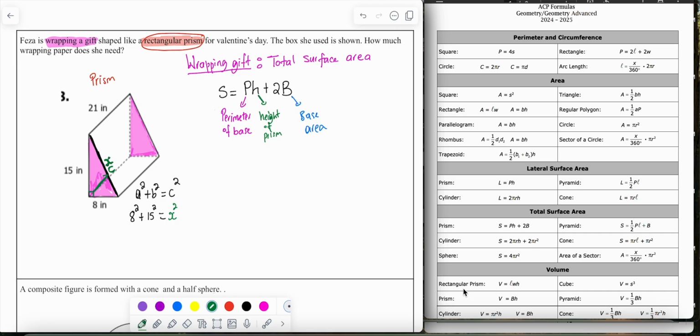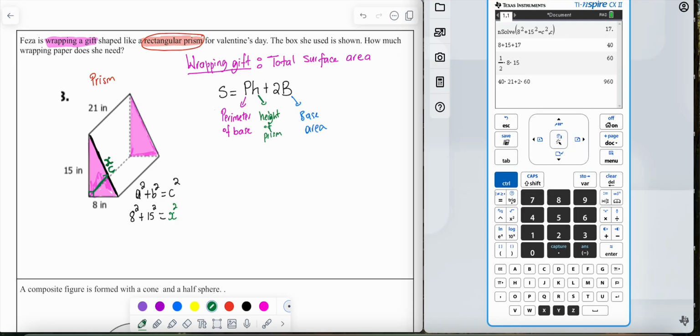Right here, you can just quickly grab your calculator and do menu 3-1. Then you just put it in: 8 squared plus 15 squared equals c squared, comma, c. Enter. All right, so the length of that side is going to be 17 inches. So now we found it to be 17.